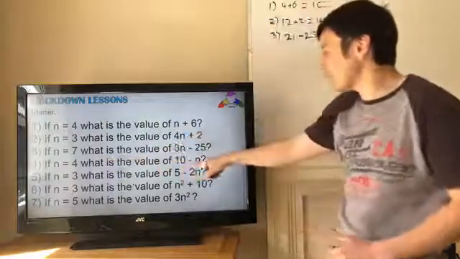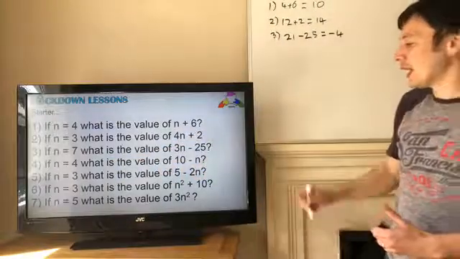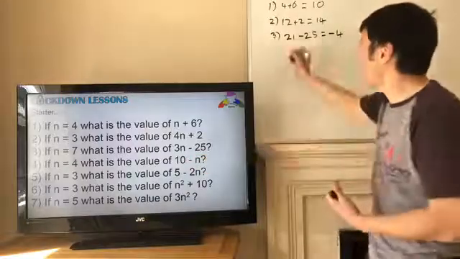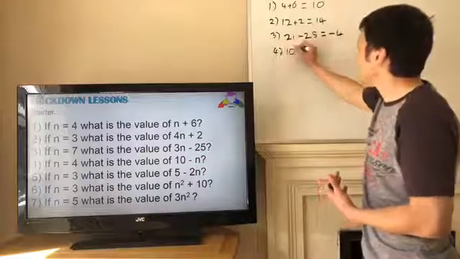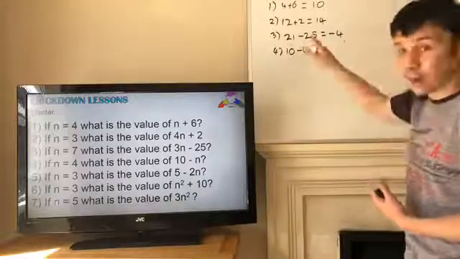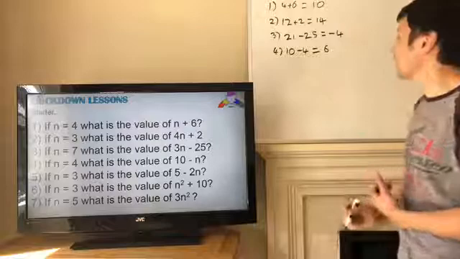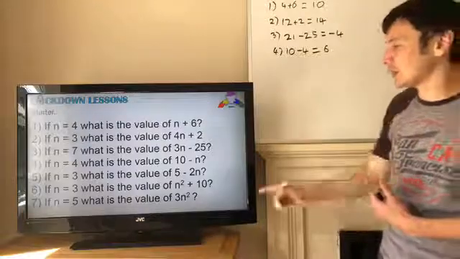Question 4, n is 4. 10 take away 4. This is another one where people get the negatives mixed up. This is saying 10 minus 4. So question 4, 10 minus 4, then stop and look at what you've got written down. 10 minus 4 is 6. Not negative 6, just 6.